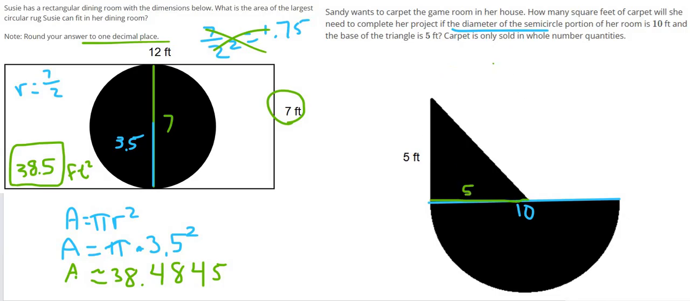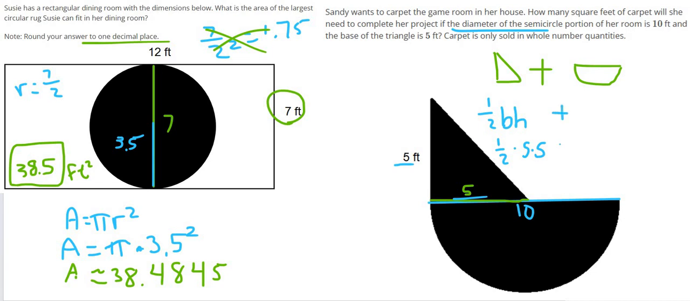So we have two shapes we see here. The first one is we see our triangle, and we're going to add that to the area of half of a circle. Well, the area of a triangle is 1/2 base times height, 1/2 BH, and we have the height, which is 5, and the base is 5, so that's going to be easy. That's just going to be 1/2 times 5 times 5, and that's going to be 12.5.